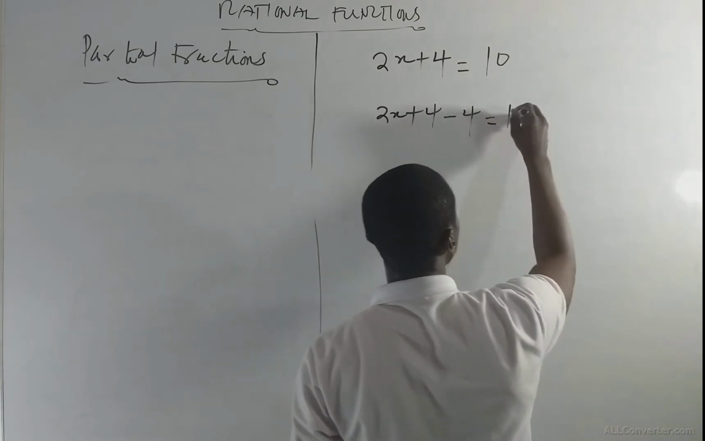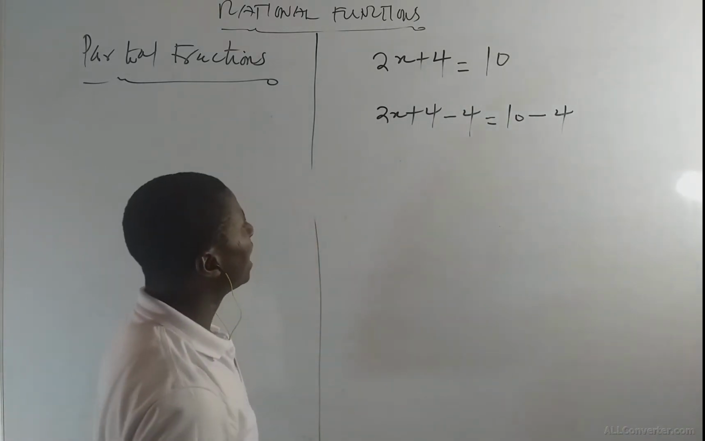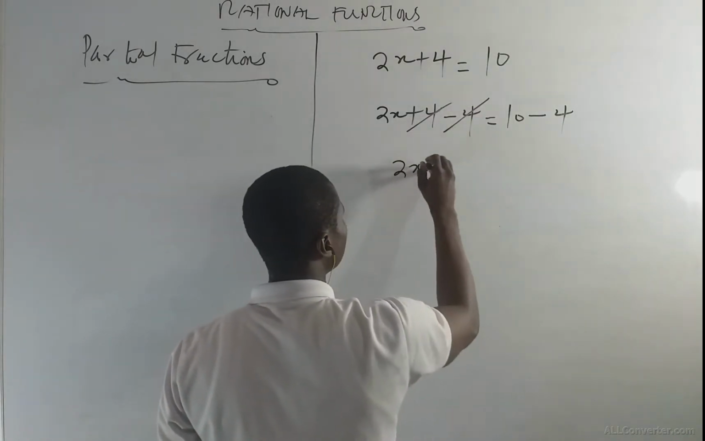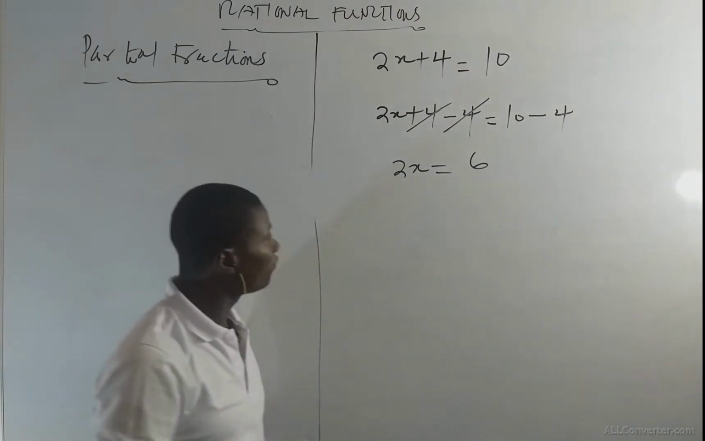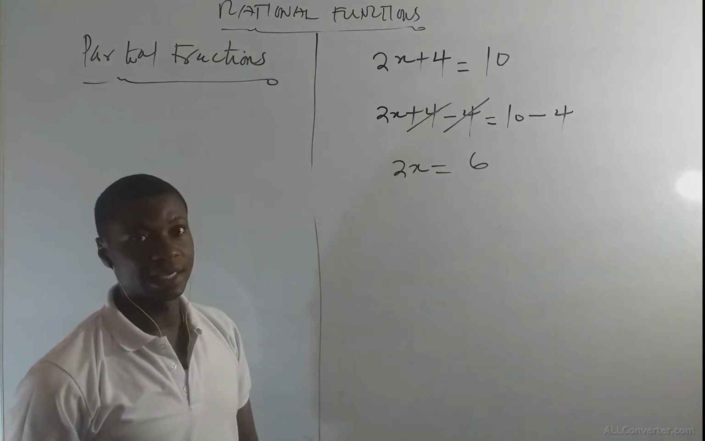And whatever you do to the left, you make sure you do the same thing to the right-hand side of the equation. Now, 4 minus 4 is gone. So we have 2x on the left-hand side. And 10 minus 4 will also give us 6. Now, don't forget that we are now solving for x. But there is a constant attached to that x.